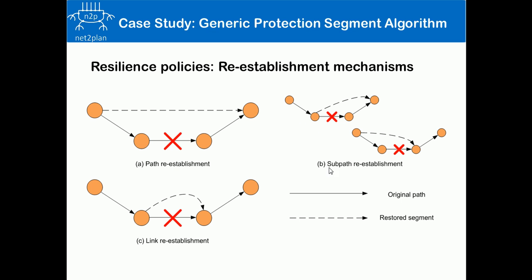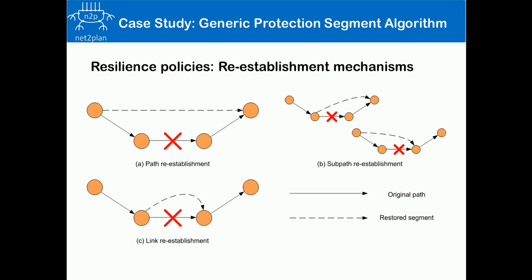The second one, subpath reestablishment. A backup route between the predecessor node before the failure and a node after the failure should be found. And the third one, link reestablishment. A backup route between the adjacent nodes of the affected element should be found.